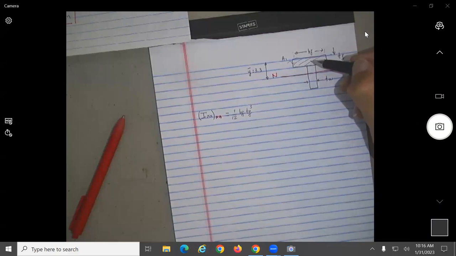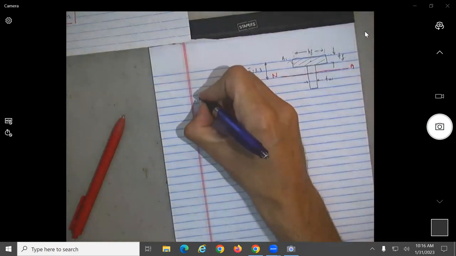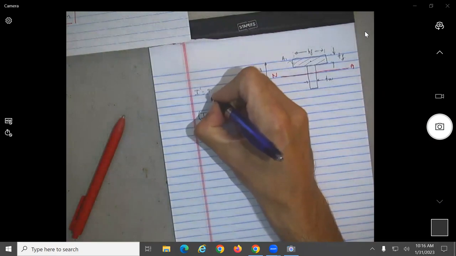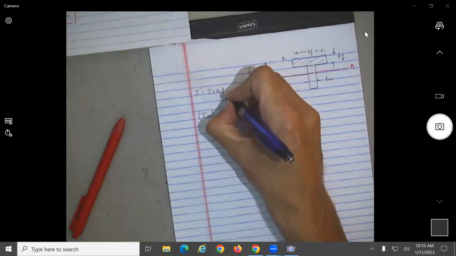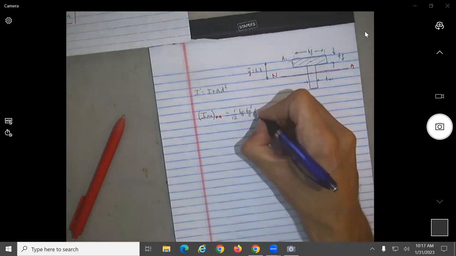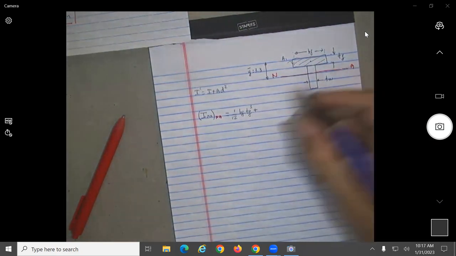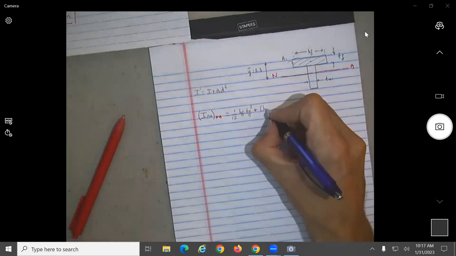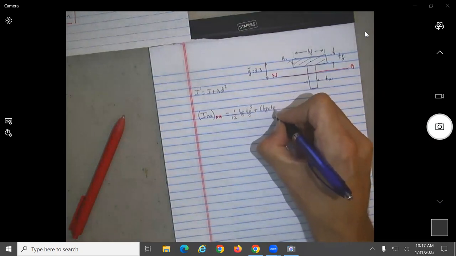Yeah. So what do we do? What is the tool that we use to move it from here to the neutral axis? We use the parallel axis theorem, which is I prime, if you want, equal to I plus A d squared, no? So we do here plus, what is the area? That's easy, would be what? All right, bf times tf.